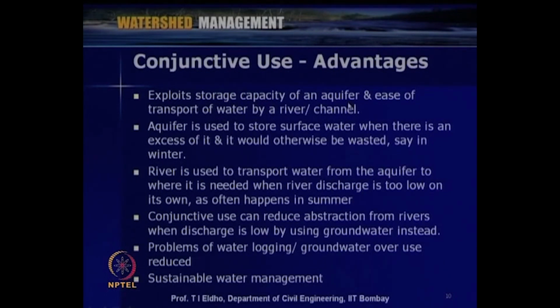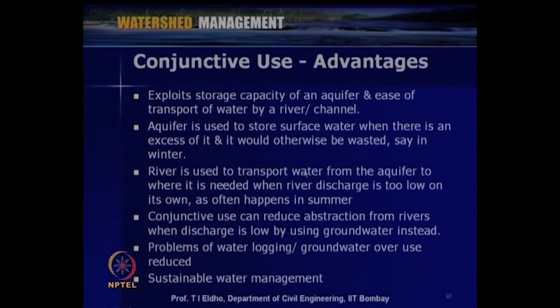Especially in the summer season, when the aquifer is giving water to the river at upstream locations, that water will be available on the downstream side. Then the aquifer is used to store surface water when there is an excess of it, which would otherwise be wasted, say in the winter or during the monsoon season. So, that is another advantage.